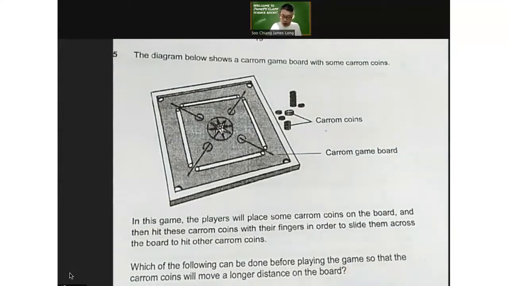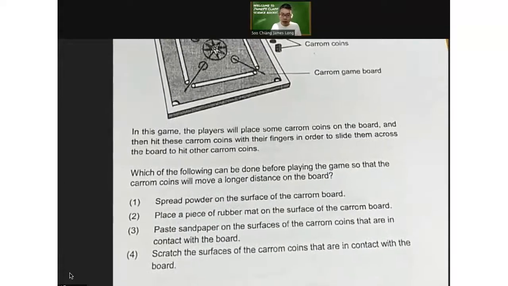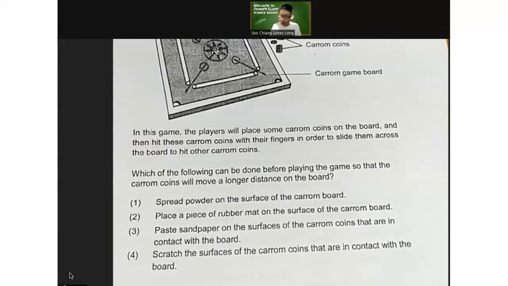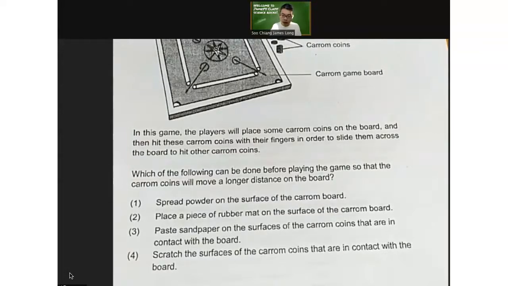So if you want these carom coins to move a further distance, in other words, you want it to have more KE, so it can travel a further distance. So what can be done? Okay, so which of these can be done? By spreading powder, you will cause the surface to be smoother, so reduce the frictional force between the carom coins and the carom board. So 1 definitely is correct.